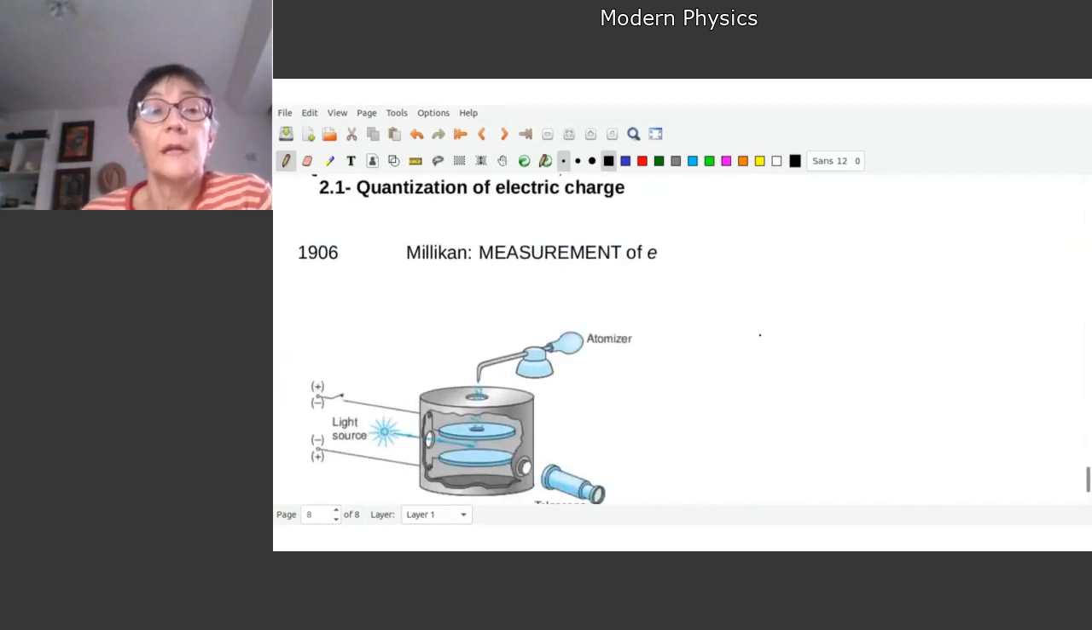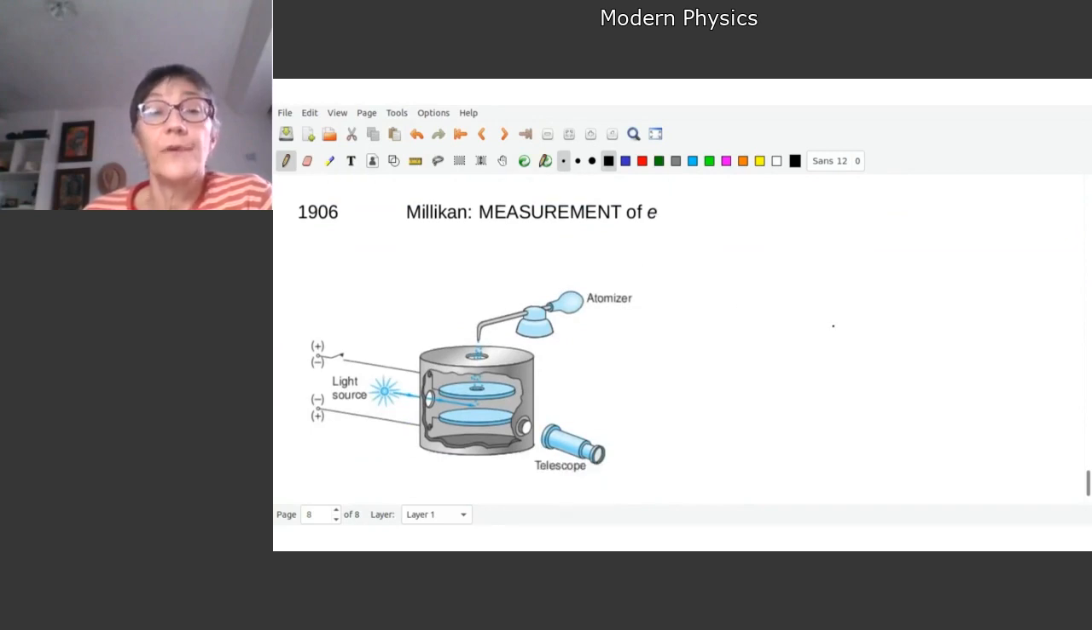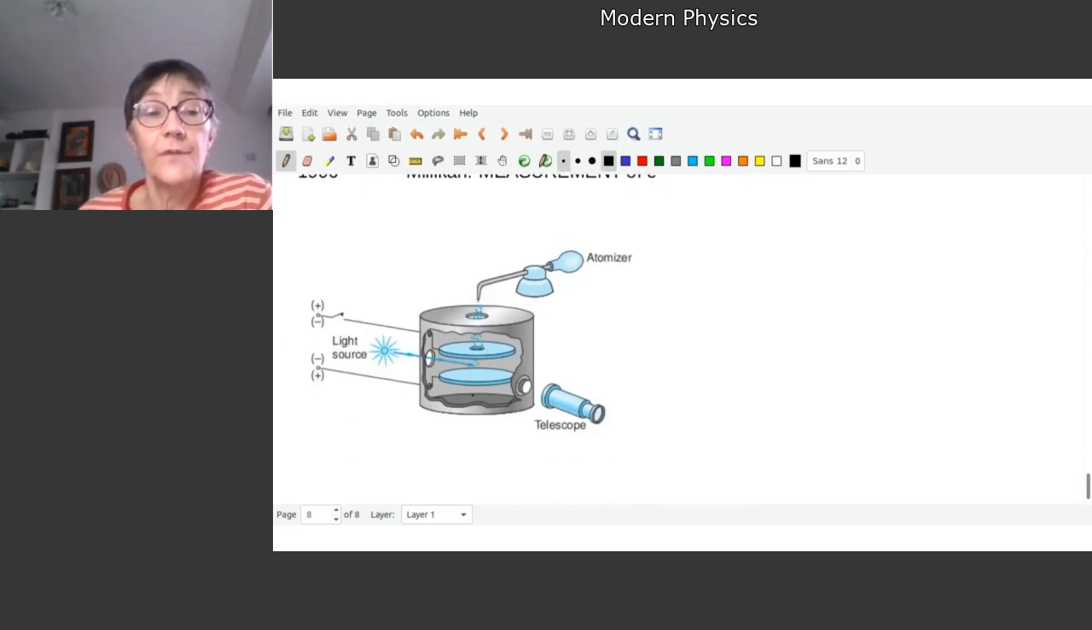Okay, so Millikan is a name also associated with the discovery of the electrons. What he did, he began a series of experiments in 1906, but it took a few years to have good measurements. And the apparatus he used is this one.